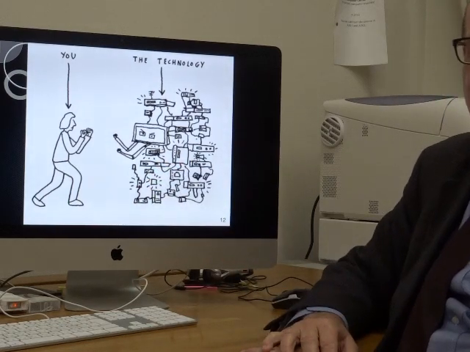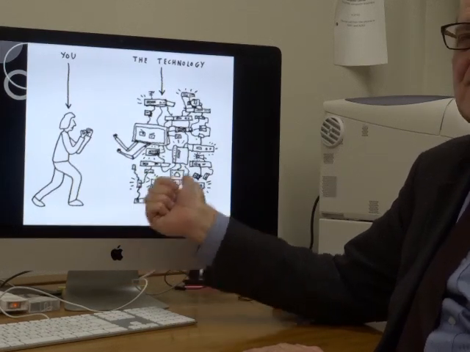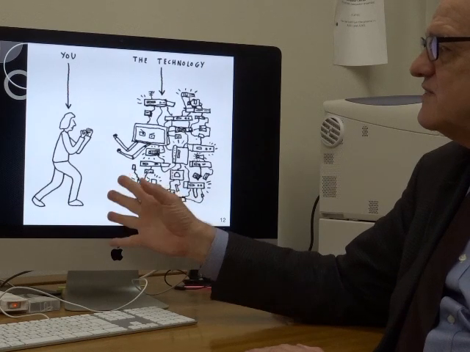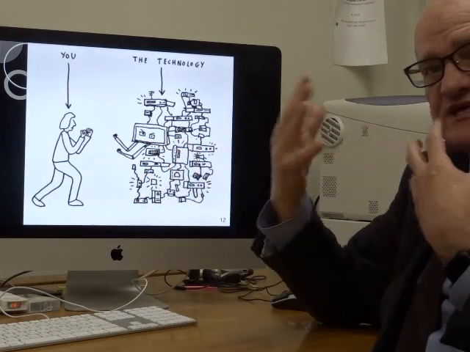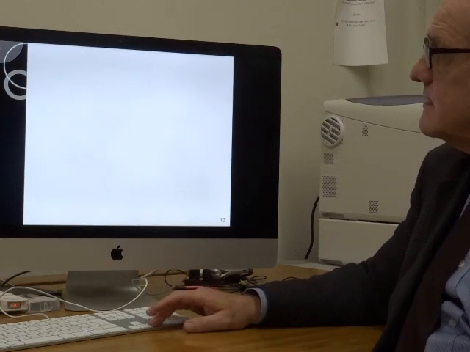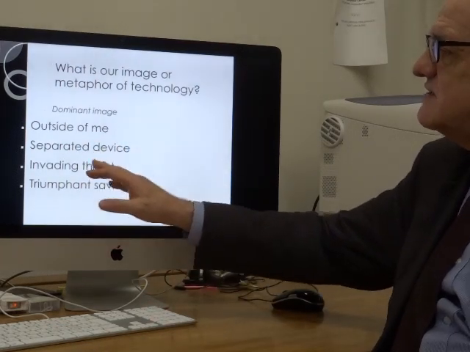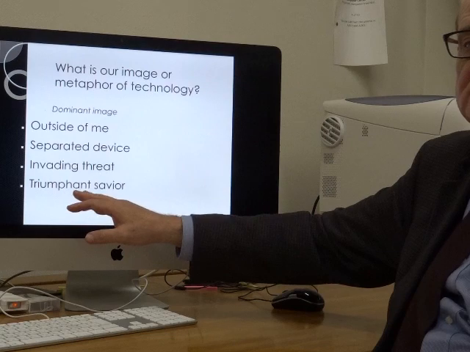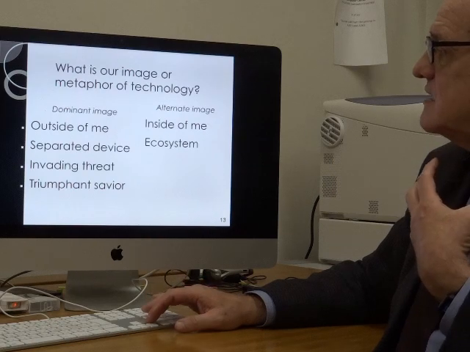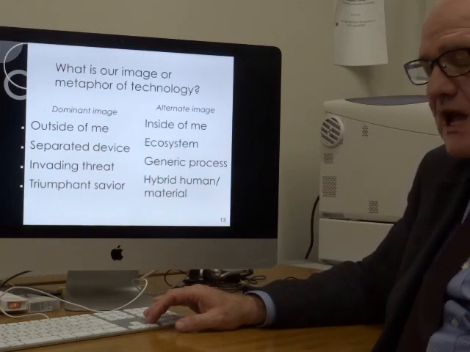This is the dichotomy of separated entities. It's me versus the technology. Me versus the devices. But if we think of technology more broadly, and face-to-face interactions are also technologies, we can have a different view. We can go from outside of me, separated devices, invading threat, or triumphant savior, to something that is inside of the classroom, inside of me. It's an ecosystem, a generic process that is human and material hybrid.